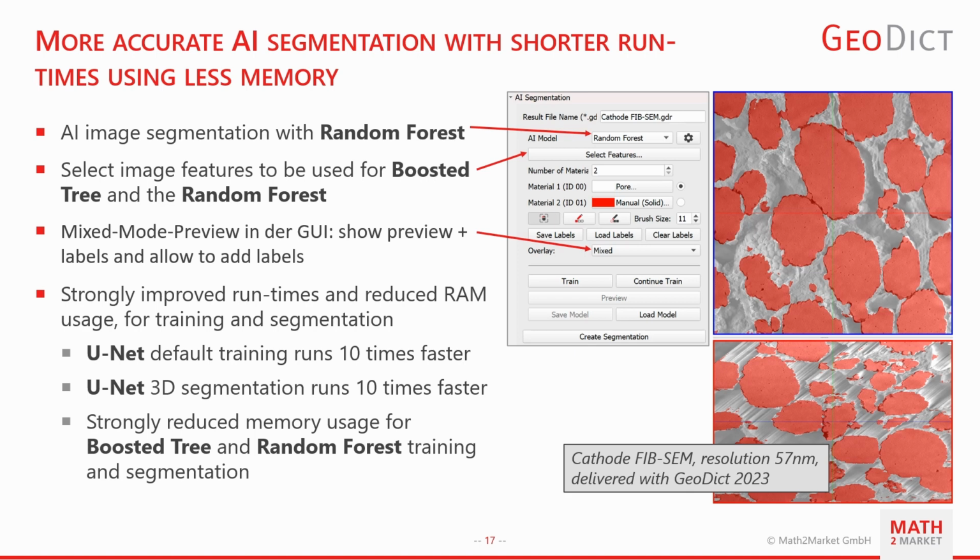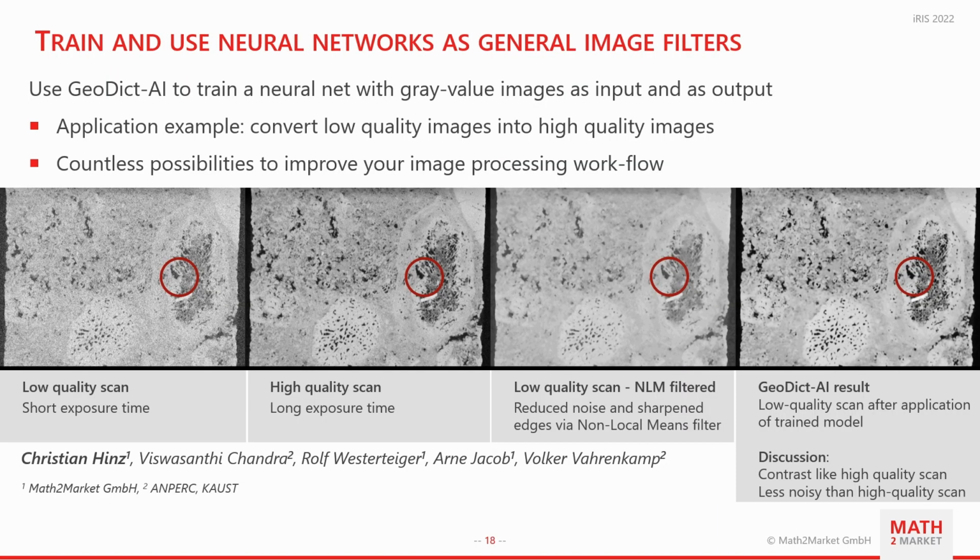On this slide, the U-Net 2D AI segmentation is shown using a cathode FibSim image. This image is part of some example 3D images which are shipped with the new Geodict version. It is now also possible to use Geodict AI with gray value input and gray value output. In this way, one can train specific image filters which can be used in image processing.